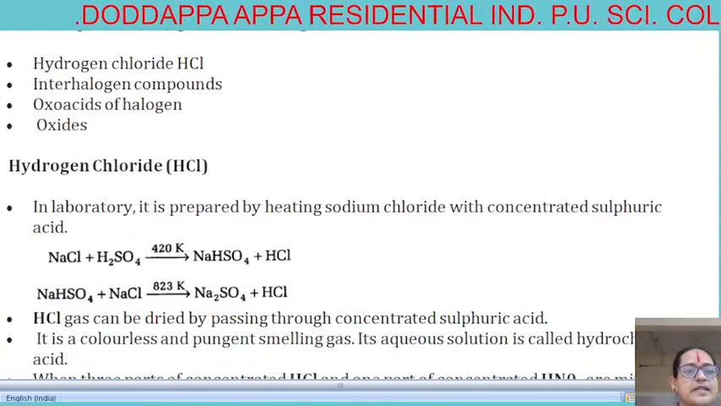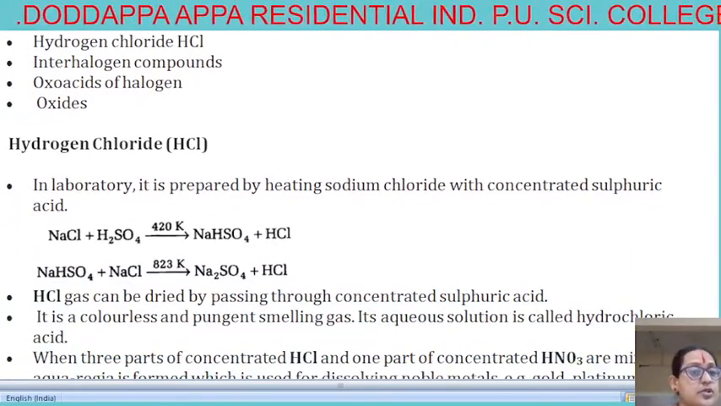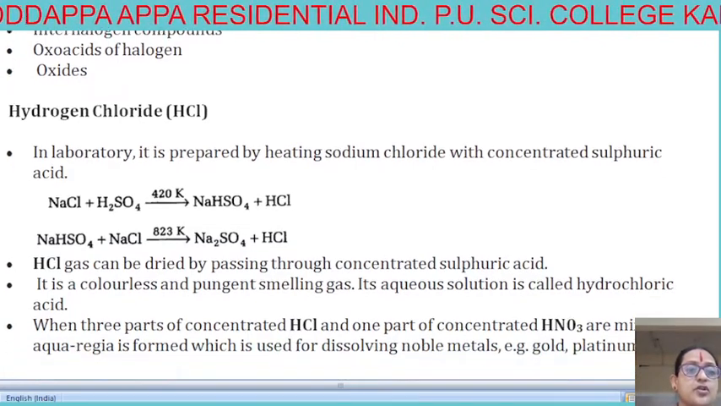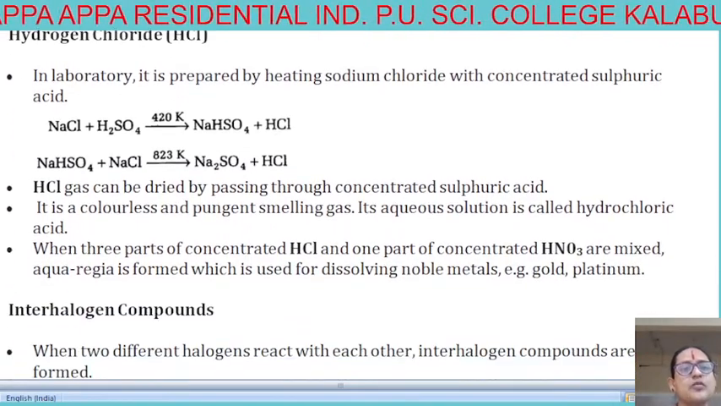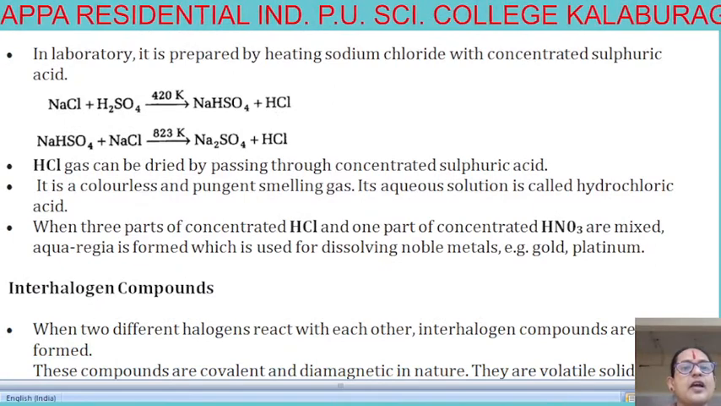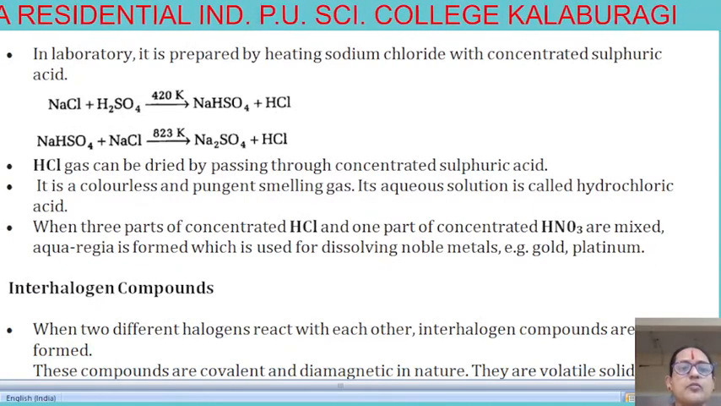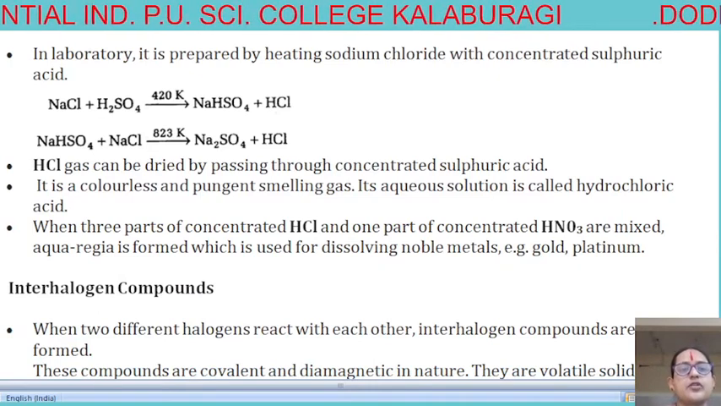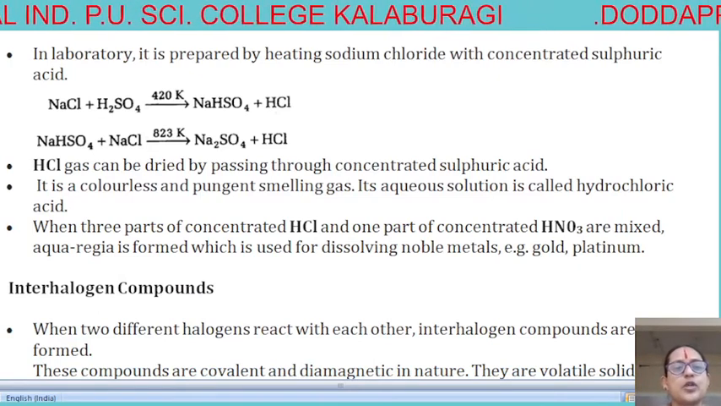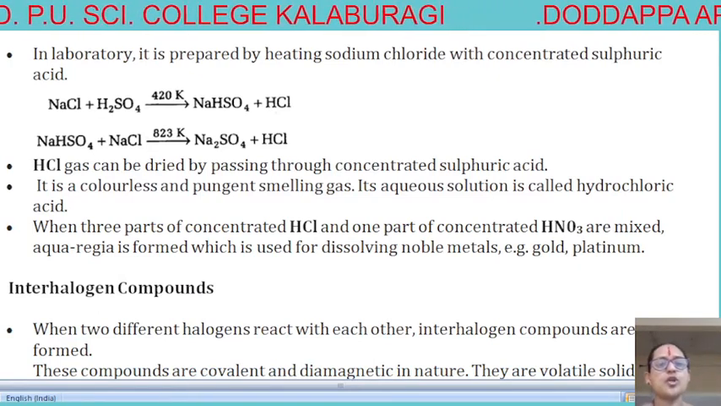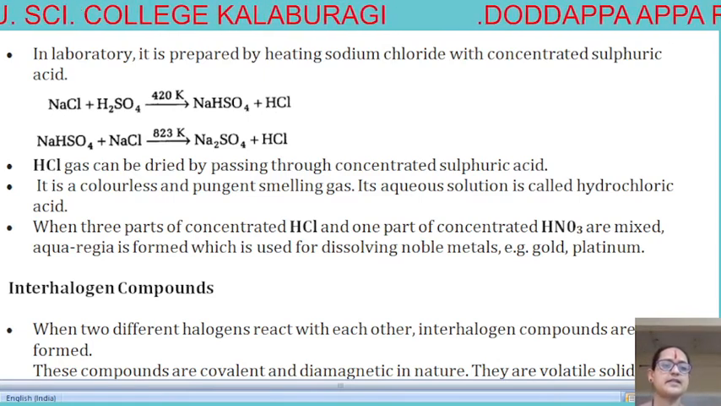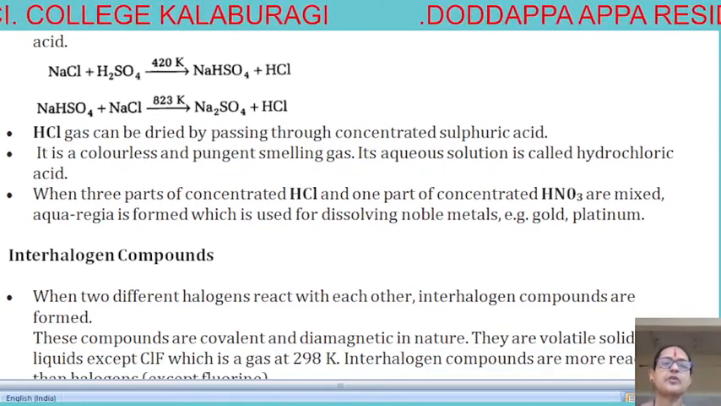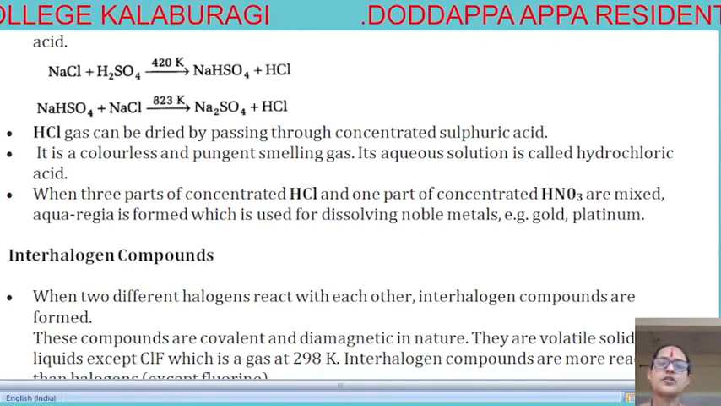Some important compounds of halogens, let us study now. It can form HCl, interhalogen compounds, oxoacids of halogens, and oxides. Let us study how to prepare HCl. Here, in the laboratory preparation, sodium chloride is taken and treated with sulfuric acid at a temperature of 420 Kelvin to form sodium hydrogen sulfate. HCl is given out. HCl gas can be dried by passing it through concentrated sulfuric acid.